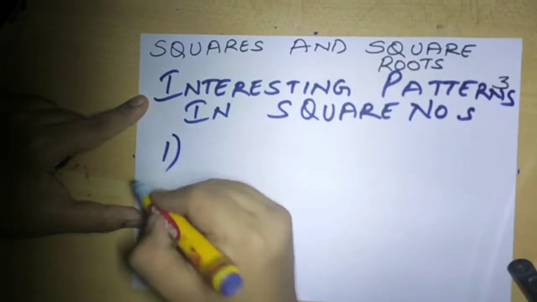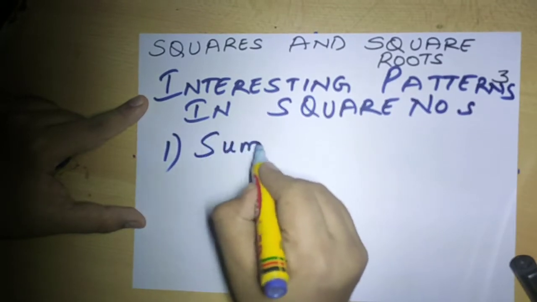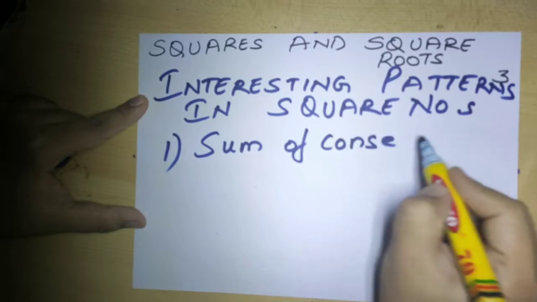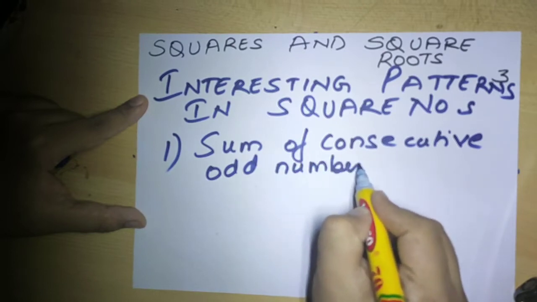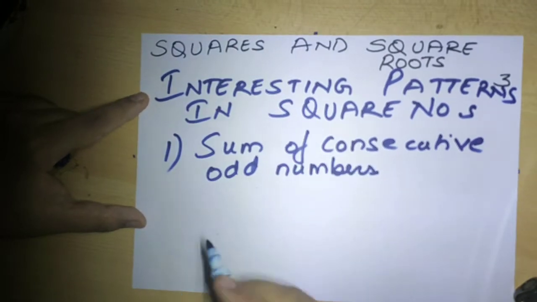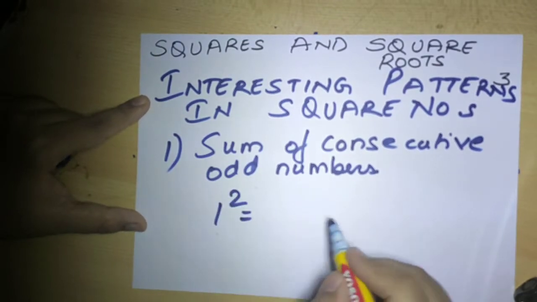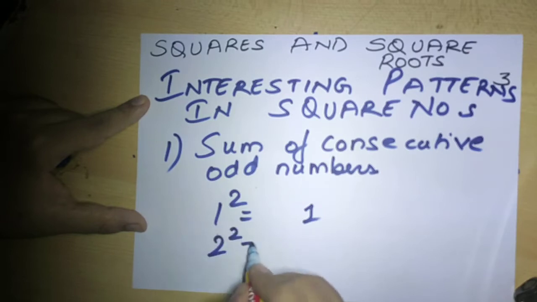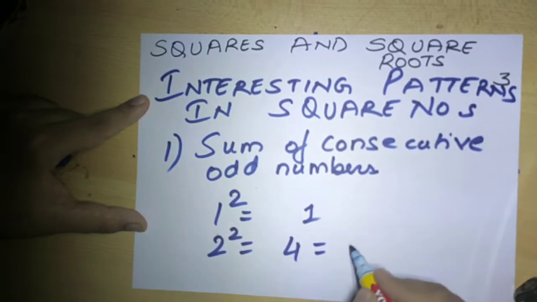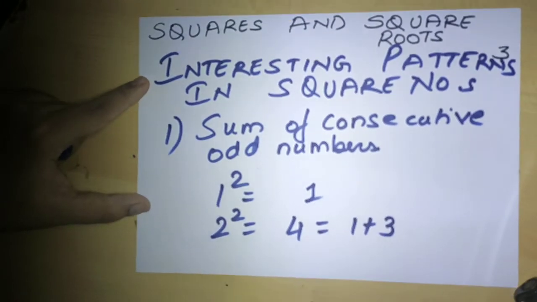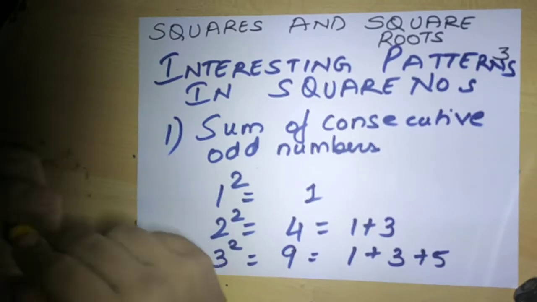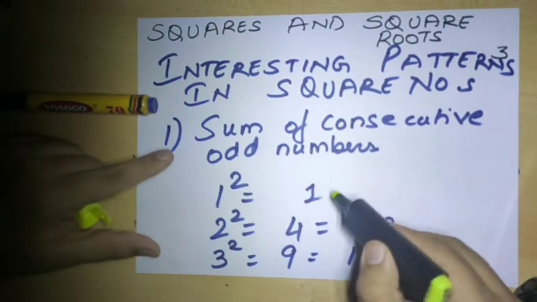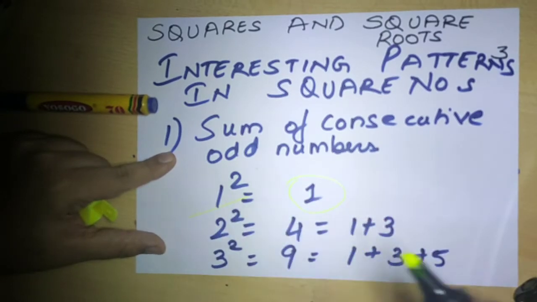Okay, so the first one is the sum of consecutive odd numbers. So you can see that if you take 1 square, you have 1. If you take 2 square, it is 4, that is equal to 1 plus 3. If you take 3 square, it is equal to 9, equal to 1 plus 3 plus 5. So we can say that the sum of one odd number is 1 square.